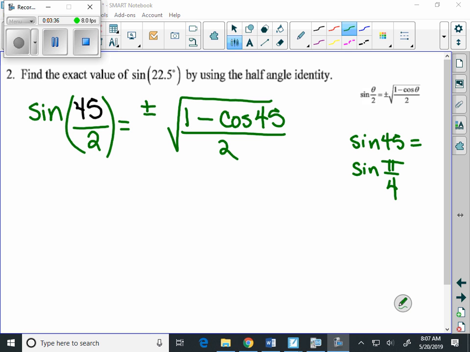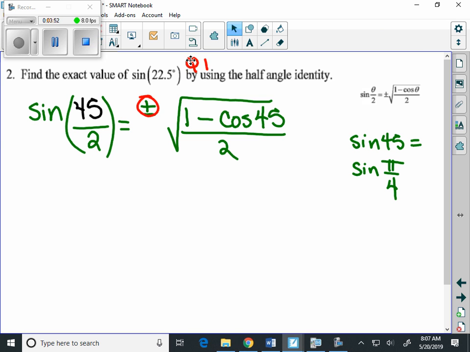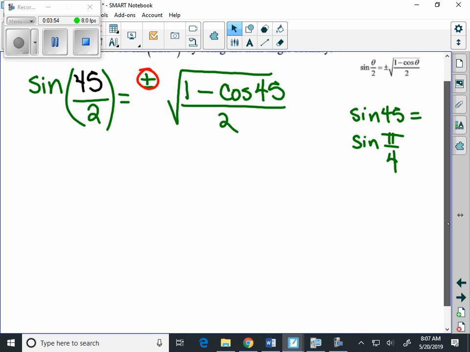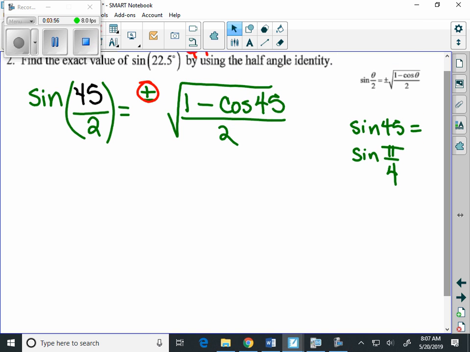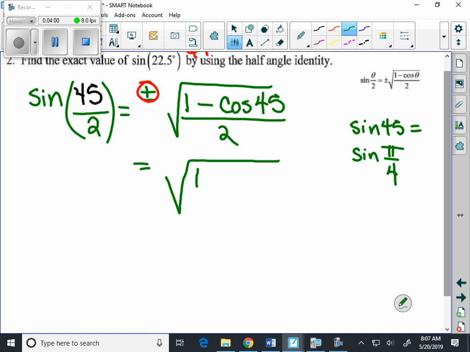The thing to think about here is we're finding the sine of 22.5, and what quadrant is 22.5 in? That's going to be in quadrant 1, which means that when we finish this problem, we're going to have a positive value for this. And now we know everything that we need to know to finish here. We're going to end up with 1 minus, well, the cosine of 45.